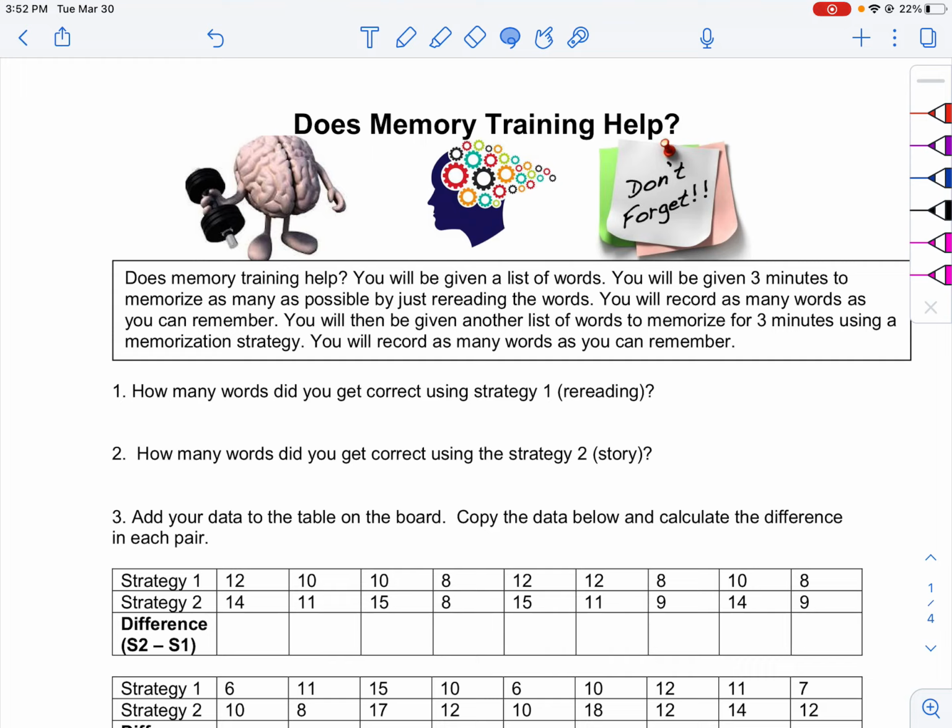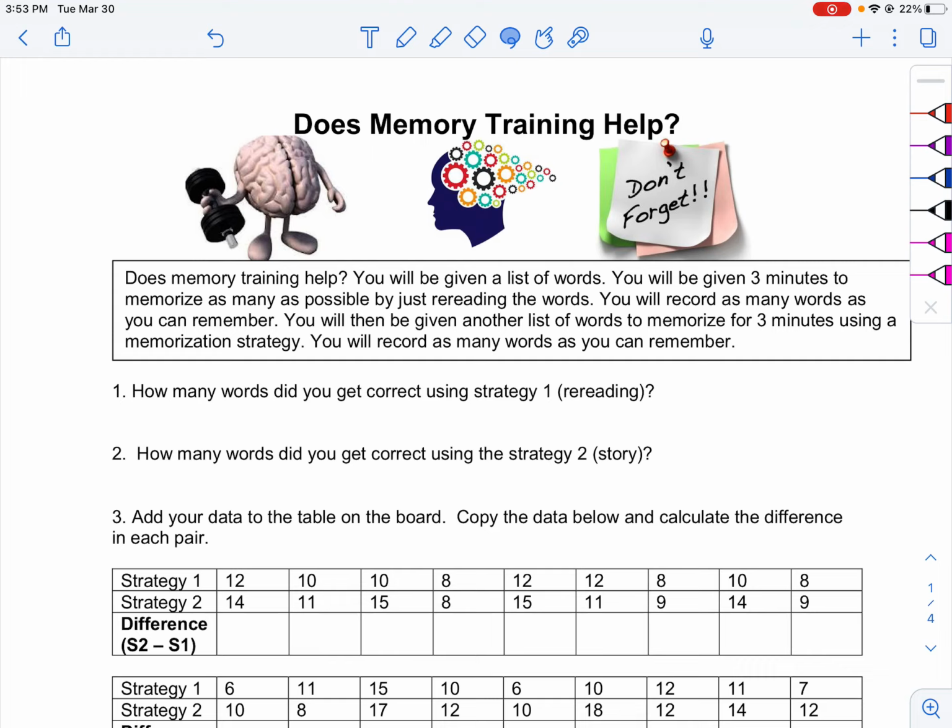This memory training helps. You will be given a list of words and then you'll be given 3 minutes to memorize as many as possible by just rereading the words. You'll record as many words as you can remember. And then you will be given another list of words to memorize for 3 minutes, but this time using a memorization strategy. You will record as many words as you can remember.